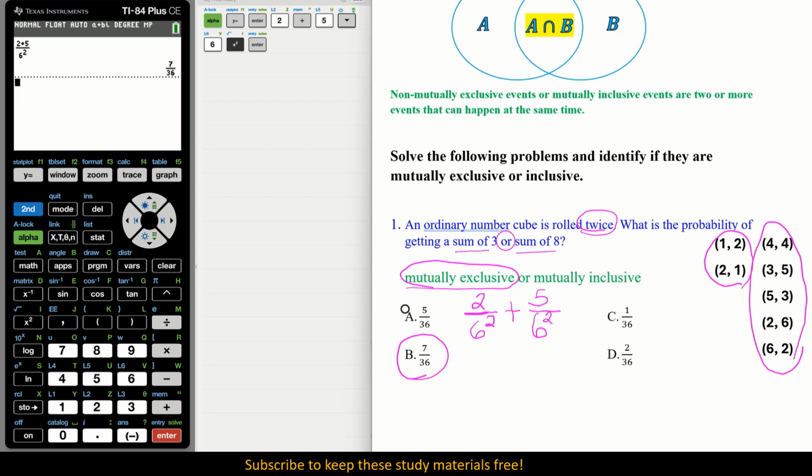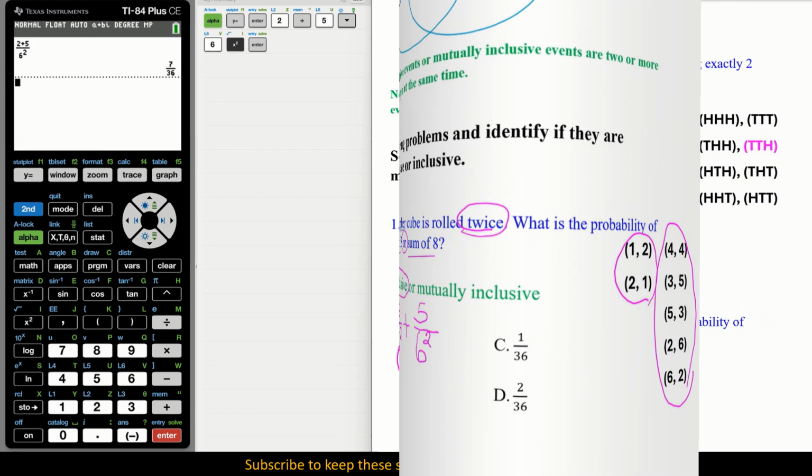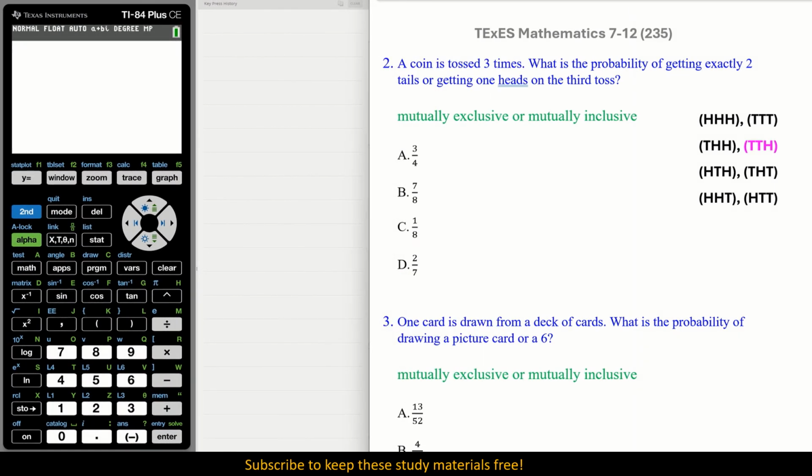Okay, let's go to number 2. A coin is tossed 3 times. What is the probability of getting exactly 2 tails or getting 1 heads on the third toss? Now it says exactly 2 tails. So when we start selecting options, which I have typed out over on the right, 2 tails only. So we cannot select the 3 together. These will be what we need to select.